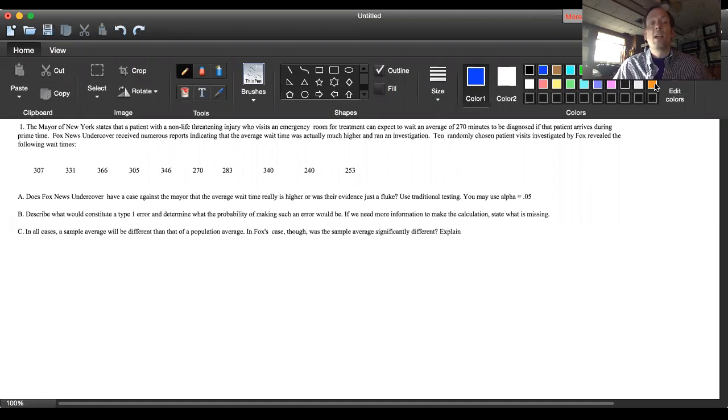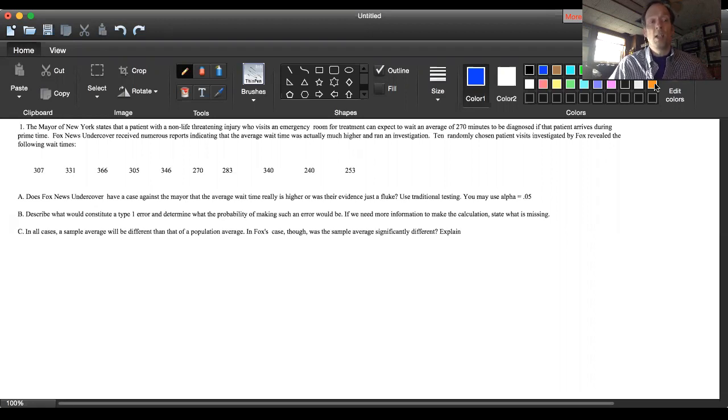So the mayor of New York is reporting that under normal circumstances and ordinary times, if you have to go to the ER with a non-life-threatening situation, it's going to take you about 270 minutes on average to be diagnosed. Fox News Undercover comes along, and they get a lot of reports that say the average wait time is a lot higher than what the mayor says.